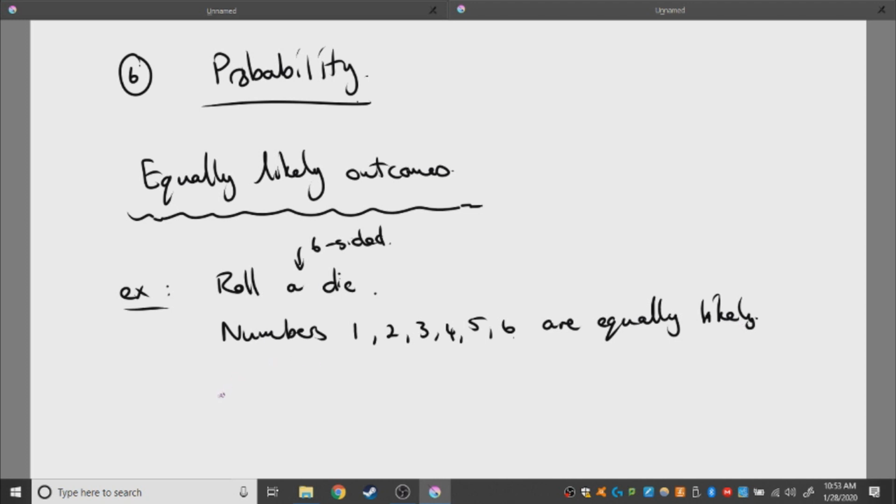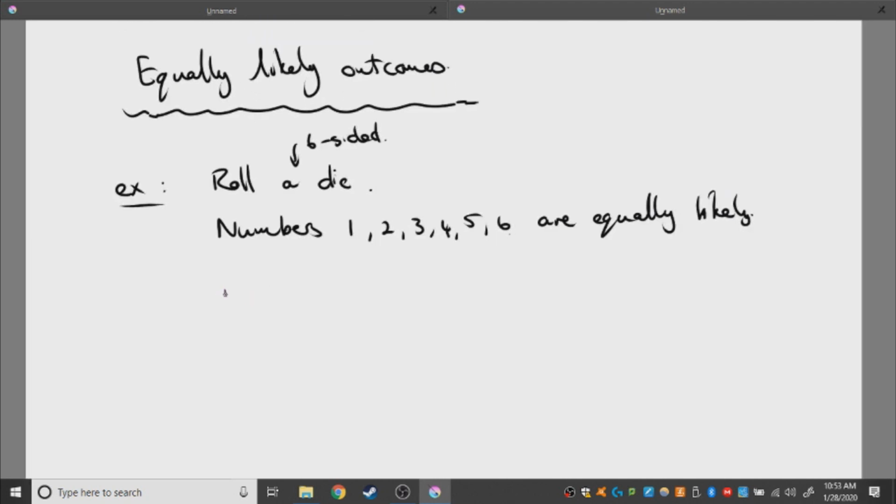If I then ask, what is the probability of getting a 2? What would you say? The probability is an attempt at using a number to represent how likely something is to happen. And hopefully we all say, well, it's a 1 in 6 chance. So the probability is going to be a fraction, 1 over 6.